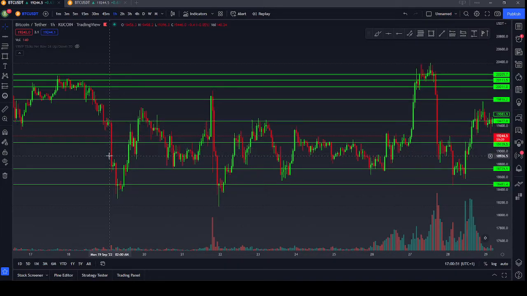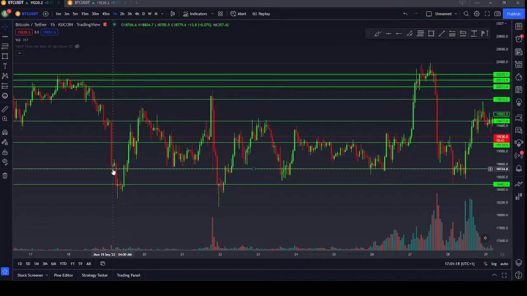19,467 and then down to the next VPVR, which it did tag. So we wicked it, so we got past it. If you had your take profit at this point, you would have got the full realization of that take profit. Down to 18,737. So going from 480 down to 18,700. It's a very decent move.